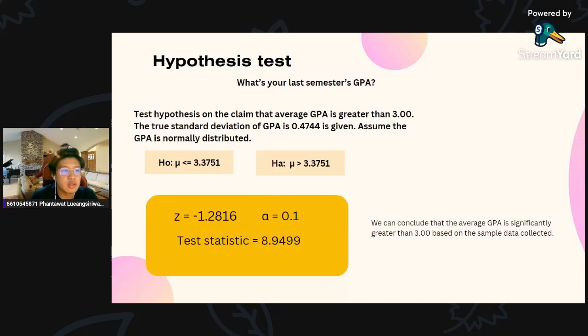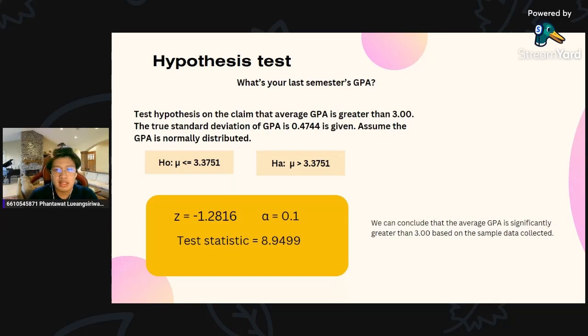So the first question, what is your last semester GPA? The test hypothesis only claims that the average GPA is greater than 3.00. The standard deviation of GPA, 0.4744, is given. Assume that GPA is normally distributed. So the null hypothesis is the mean is less than or equal to 3.3751. The alternative hypothesis said the mean is greater than 3.3751. We choose a significance level equal to 0.1.